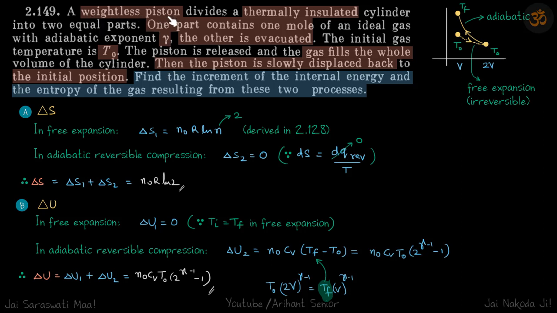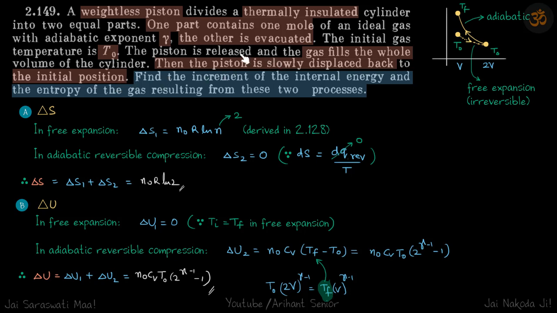A weightless piston divides a thermally insulated cylinder into two parts. One part contains 1 mole of gas and the other part is evacuated. Then the piston is released and the gas fills the whole volume of the cylinder. Then the piston is slowly displaced back to its initial position.